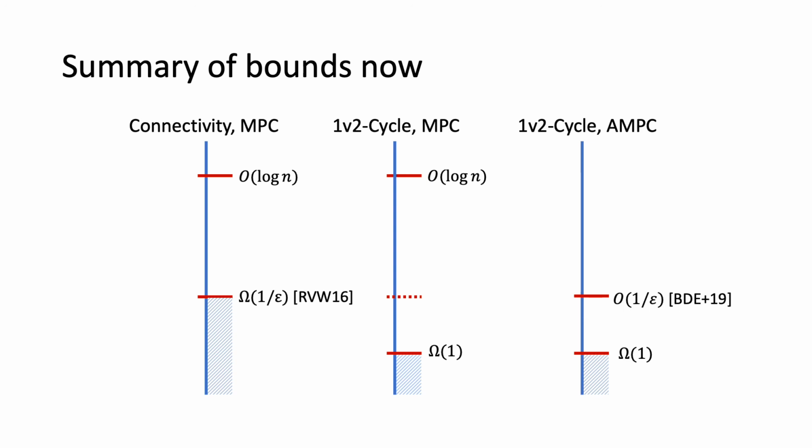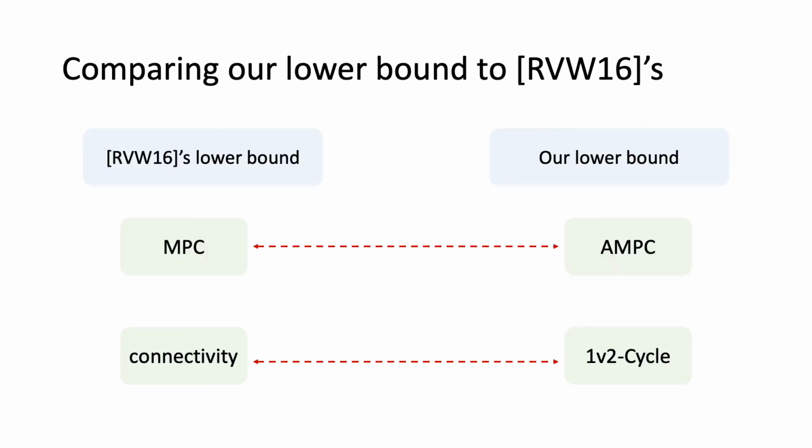Our optimal Ω(1/ε) round lower bound closes the gap on the AMPC side, and it also implies the first non-trivial lower bound on the MPC side. This bound mirrors the lower bound for connectivity of Roughgarden et al. We now take a closer look at how our lower bound compares to RVW's lower bound.